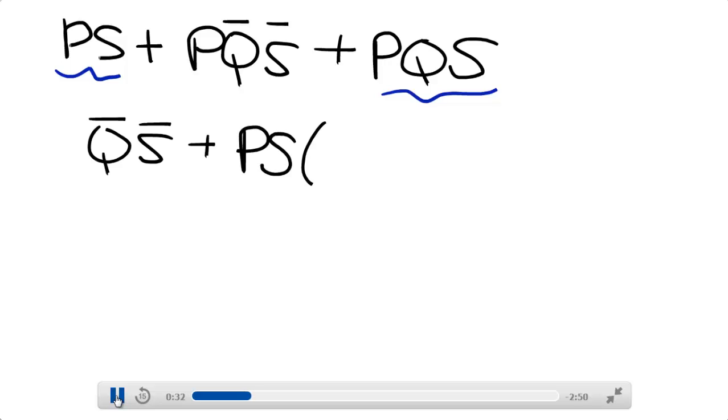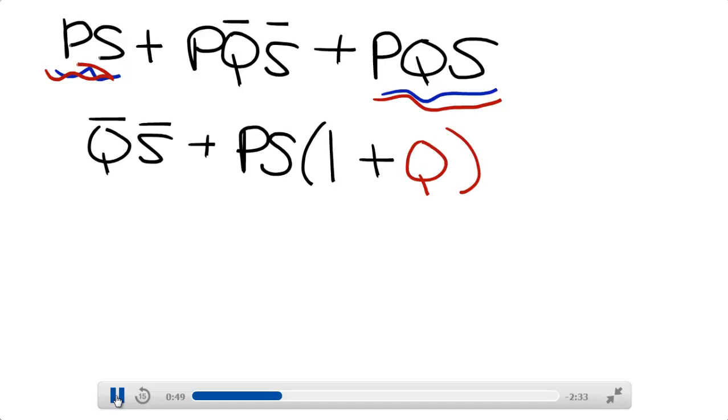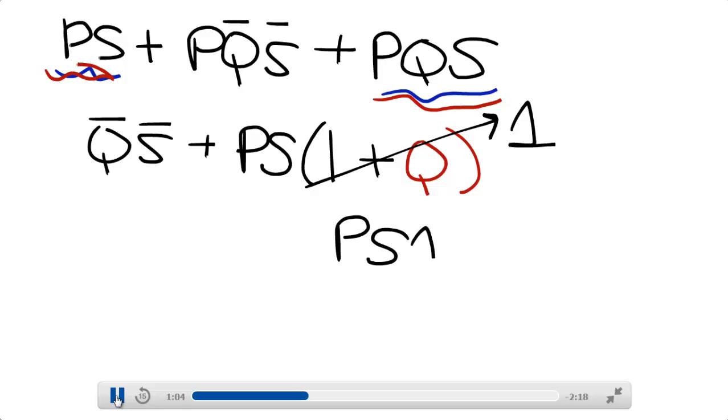So when I factor PS out of this first term, when I take PS out of that, I'm left with a 1 in there. And when I take it out of this second term here, I take a P and S out, I'm left with Q. Right? So now I have this term. Now, what is 1 or Q equal to? 1 or Q is just going to be equal to 1, right? So now we have P and S and 1. Now what do we know about P and S and 1? It's going to be equal to P and S.